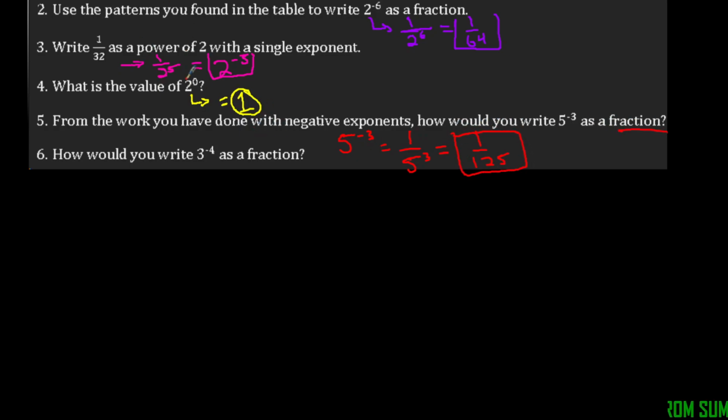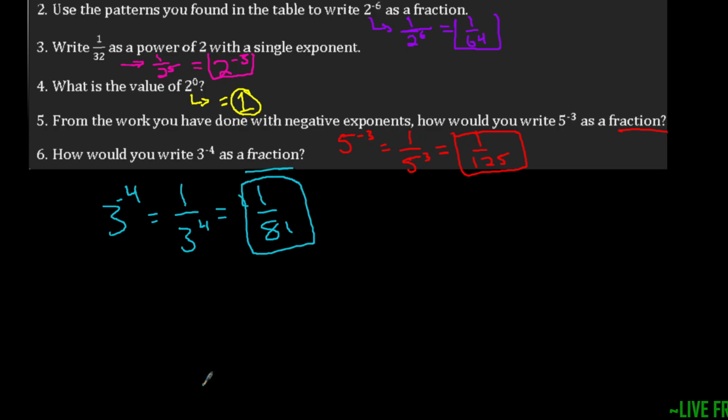And the last one, same kind of setup, write 3 to the negative 4 power as a fraction. So I'm going to say I have 3 to the negative 4 is equal to 1 over 3 to the fourth, which is equal to 1 over 81. So make sure you can, to get rid of that negative exponent, I just move it to the denominator.